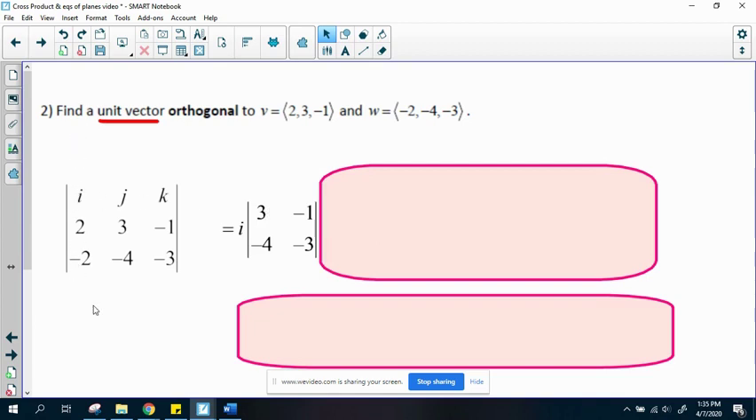So if I'm looking at the i, I'm going to use the 3, negative 4, and negative 1. And just be careful.